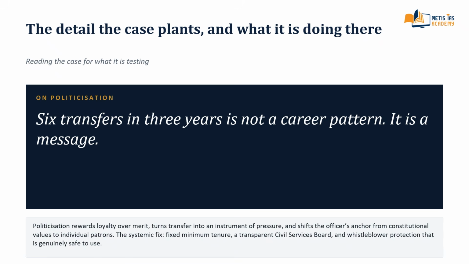Systemic fix: the durable answer is institutional rather than personal. Fixed minimum tenure for sensitive posts, a transparent civil services board for postings and transfers, whistleblower protection that is genuinely safe to use, so that reporting wrongdoing does not require career martyrdom, and a clear separation between the officer's duty to the office and any individual's political fortunes. Probity has to be protected by systems, so that doing the right thing does not depend on one person's willingness to be punished for it.